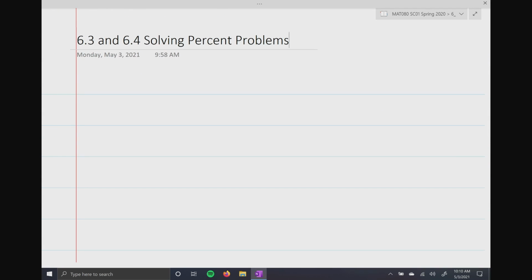All right? And it is called Solving Percent Problems. Now, I'm pretty sure we've all seen percent problems before. All right? I'm pretty sure we've all seen it before. And these problems look like this. So percent problems.